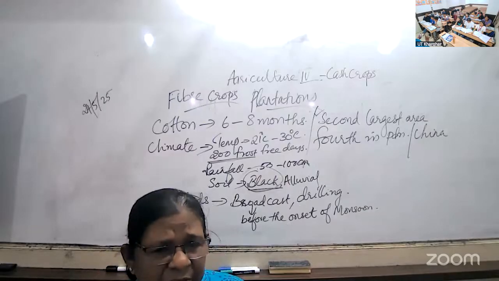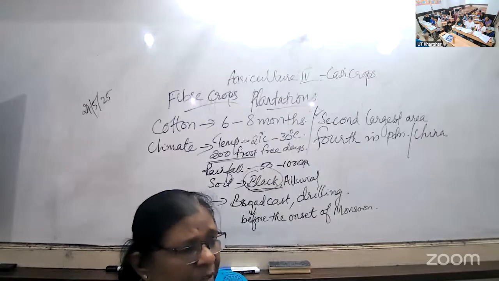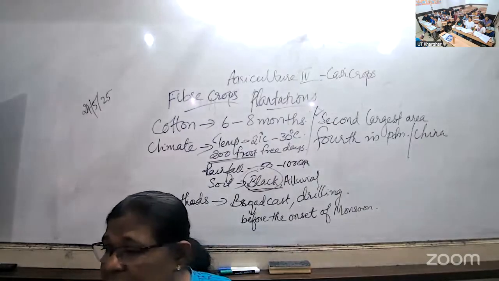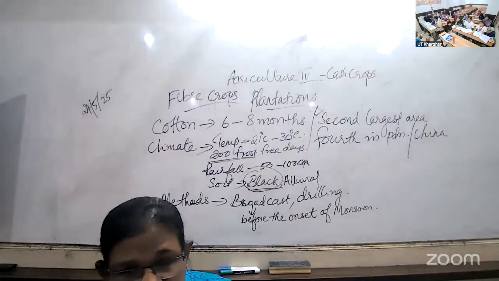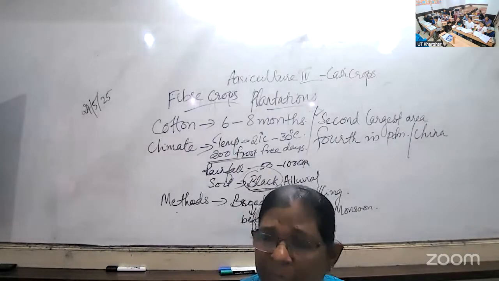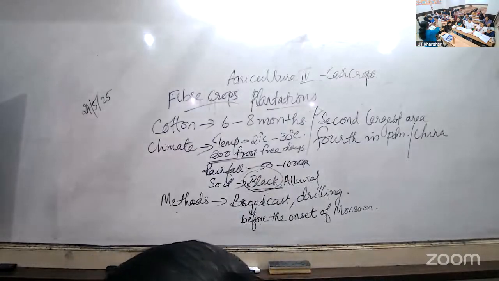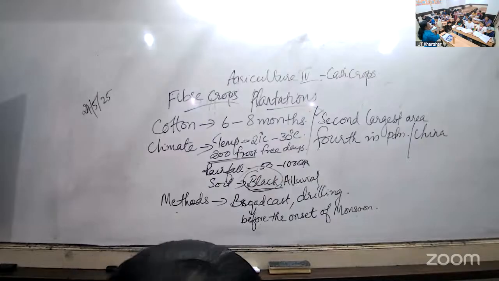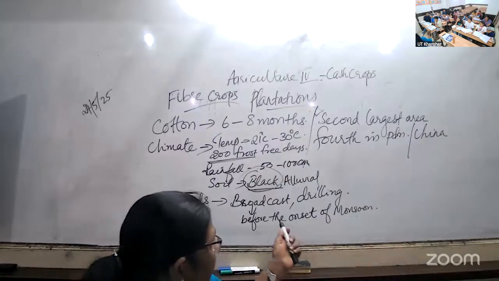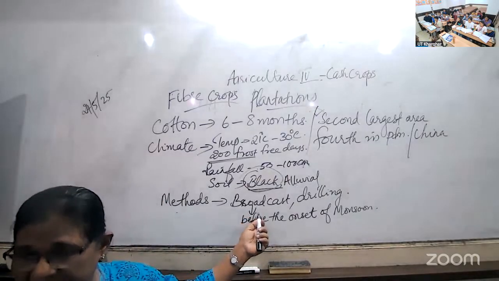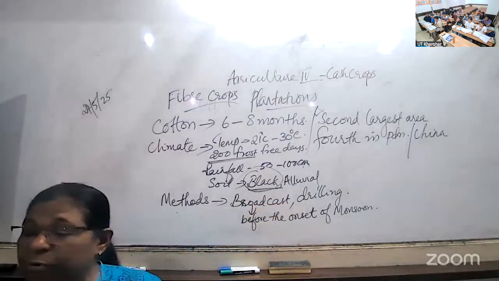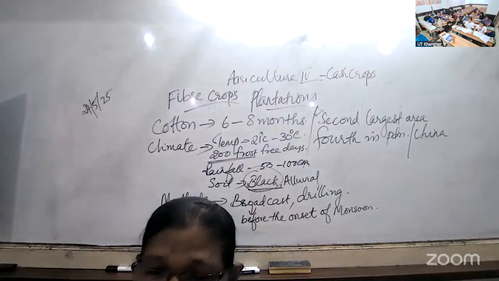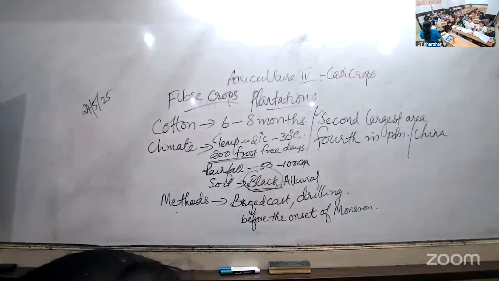You learned that one, no? Soil resources, you learned. What are the natures of this black soil? It has a self-plowing nature. During the dry season, it forms cracks, isn't it? So that is why just after the pre-monsoon showers, the land will be made ready. So that is the peculiarity of black soil. So before the onset of monsoon, the sowing of the seed is done.